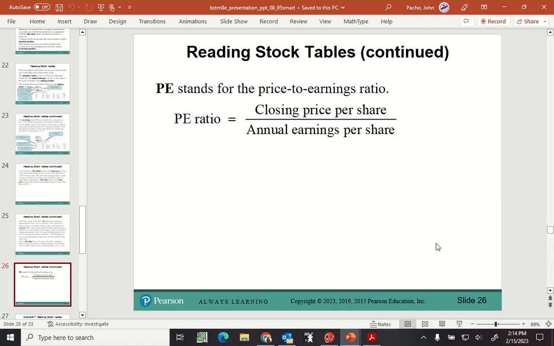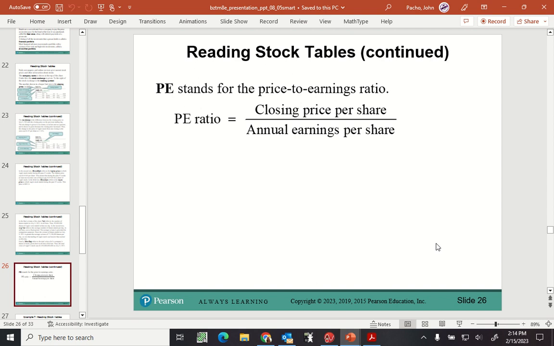PE stands for price to earnings ratio. If you looked at the stock, it said that right there in the middle column. It had PE. That's closing price per share divided by annual earnings per share. So that's going to give me my PE ratio.